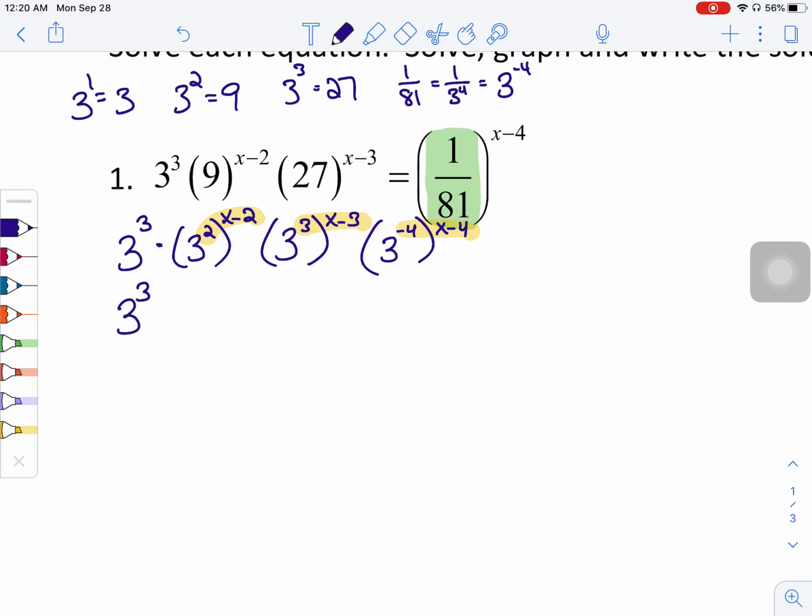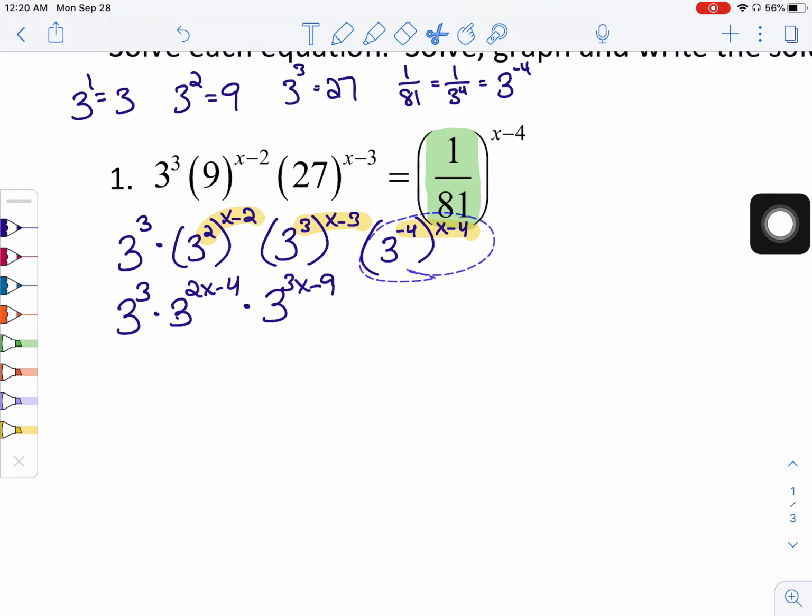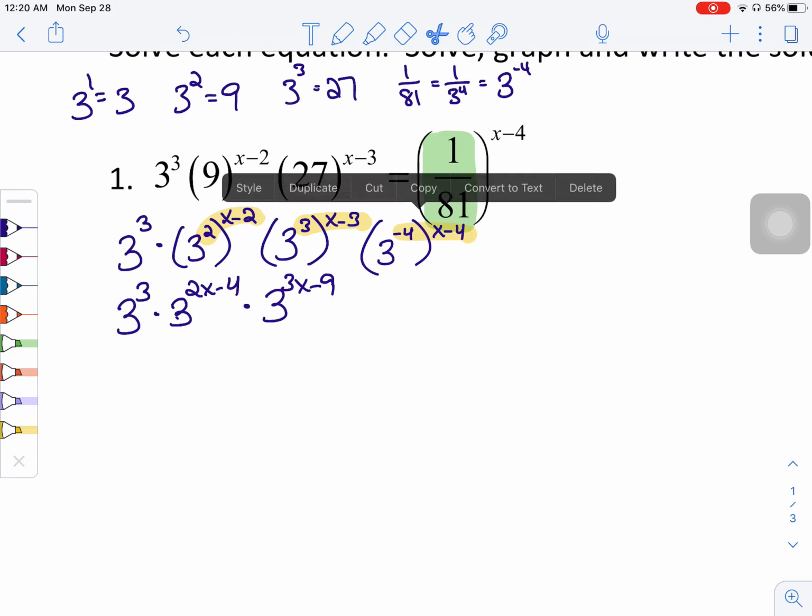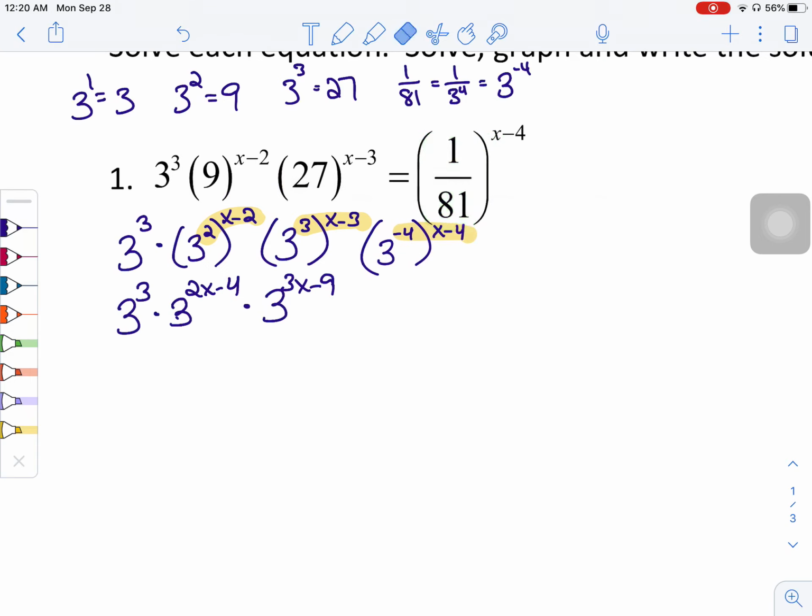So it's going to be 3 to the third times 3 to the 2x minus 4 times 3 to the 3x minus 9. I lost apparently an equal sign when I was writing the last line. This is an equal to here. Wow. Okay, so give me 1 second. I'm going to do a little shift here. Nope, not what I was going to try and do. So let me delete that. Slide that on over. Put an equal sign where it's supposed to go. All right. So try this again.